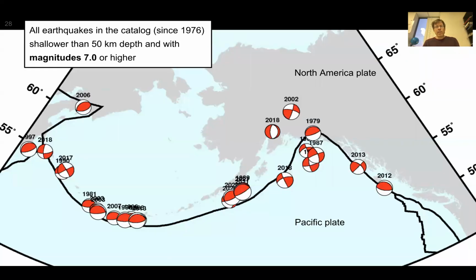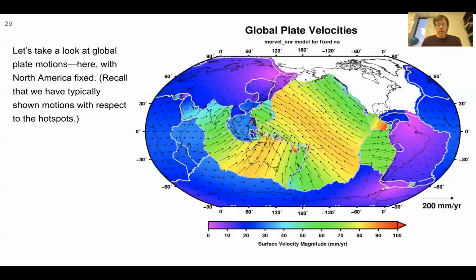So here we zoom in, magnitude 7 or higher. We have the Pacific plate, the North America plate, and we're going to use plate tectonics to try to understand the events that we see here. In order to do that, though, we need to step back and remind ourselves what the relative plate motions and tectonic setting in Alaska are.